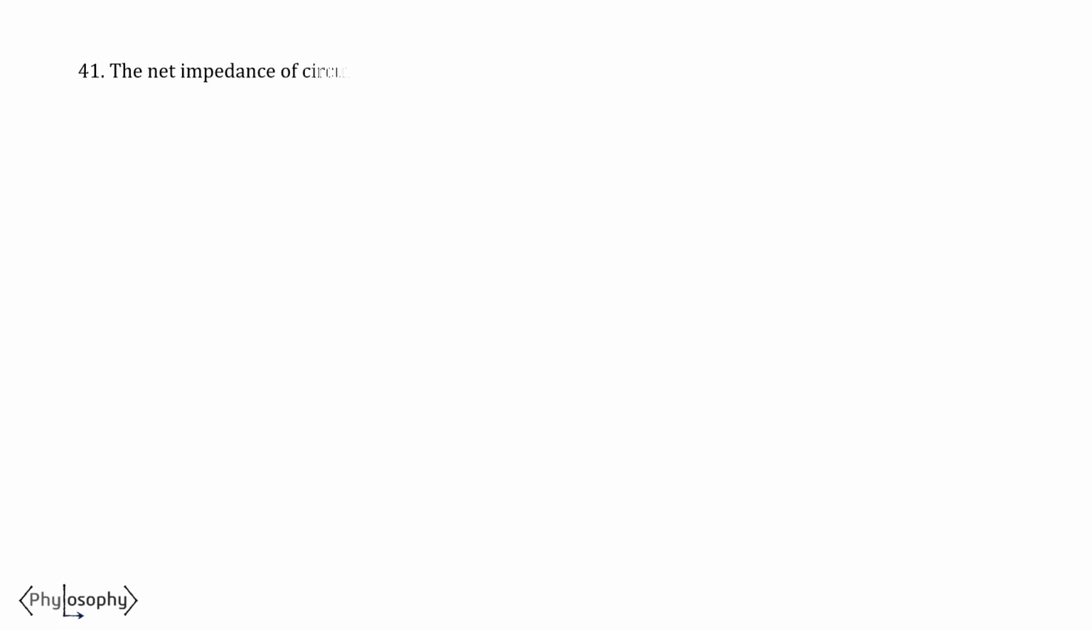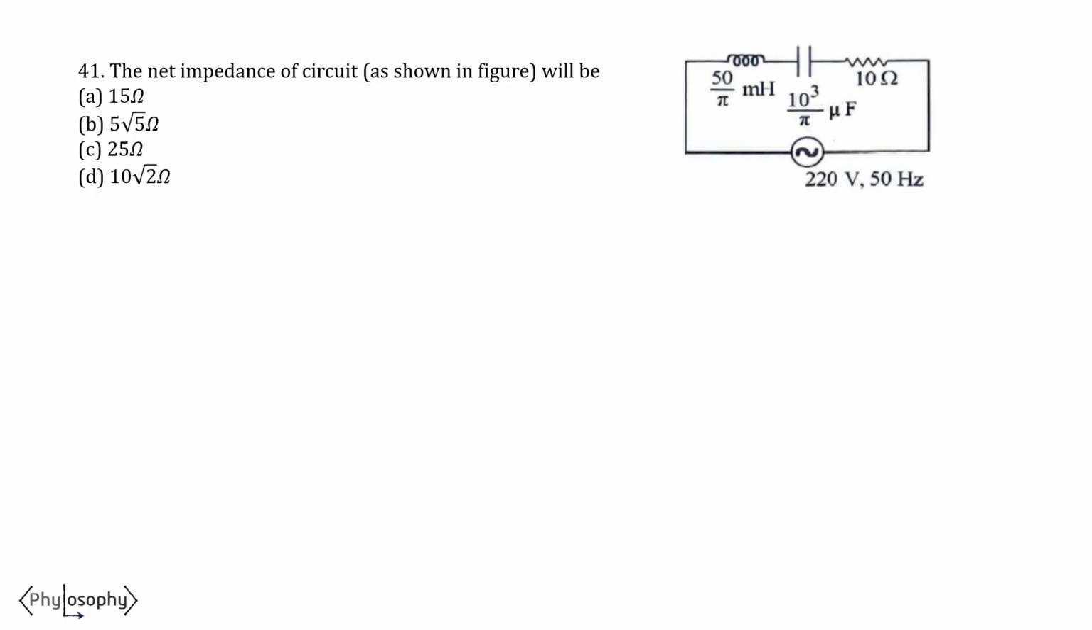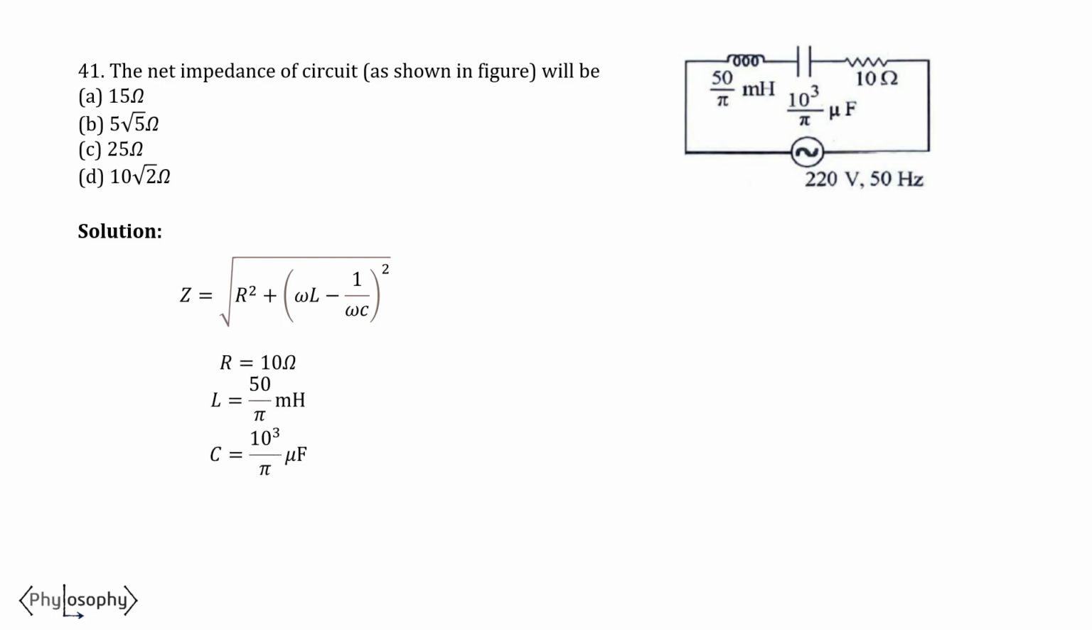Our next problem is: the net impedance of the circuit as shown in the figure will be, and these are the 4 given options, and this is the given circuit. Now we know that the impedance of an LCR circuit is given by Z is equal to the square root of R square plus (omega L minus omega C) whole square. Now according to the question, R is 10 ohm, L is 50 over pi millihenry, and C, the capacitance, is 10 cube by pi microfarad.